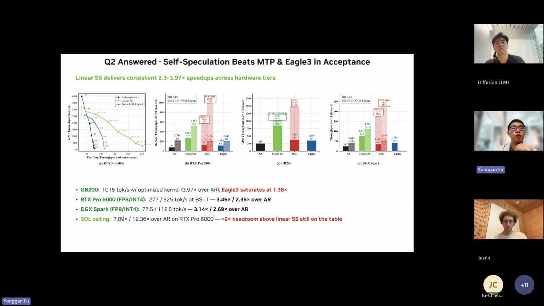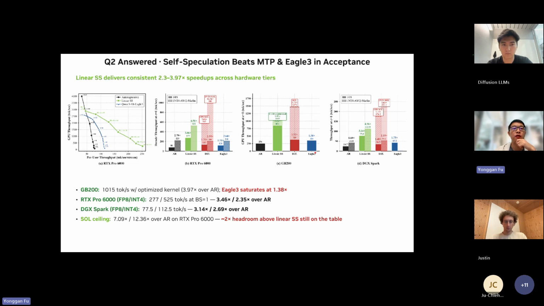You can see there are two bars for each of them, which means different precision. For example, for the RTX device it will be FP8 versus int4, and there's also FP8 versus int4 for the DGX Spark device. For GB200, we only show the FP8 performance. Generally, you can see that across all these devices, our linear self-speculation achieves a notably better improvement over the AR method and also over MTP methods like Eagle 3.